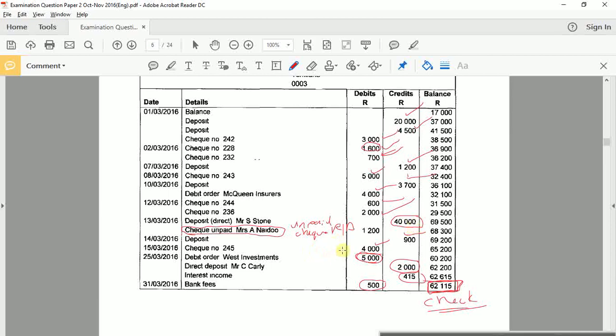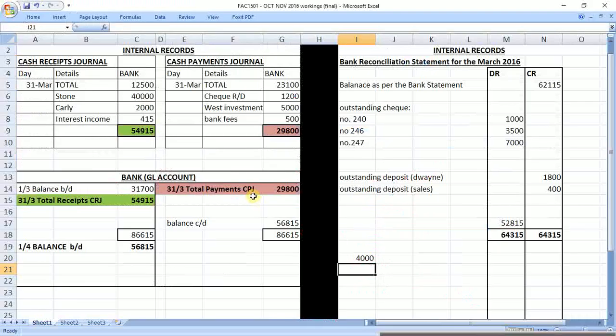This 4,000, there were two 4,000 amounts. Do you see that? We ticked the one, we didn't tick the other. Did you tick both? The one was a debit order. Who would have recorded that? The bank or the business? The bank. So the business wouldn't have recorded it. Do you agree? Yes.